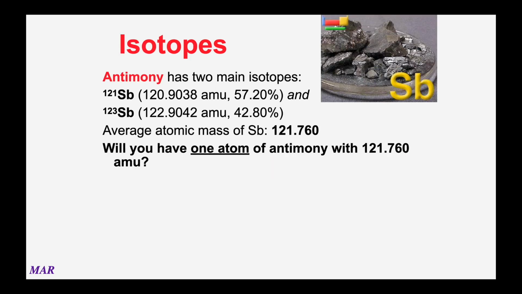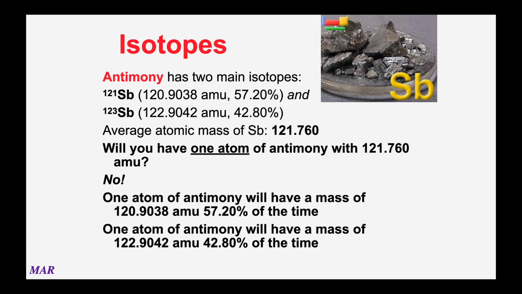Antimony, Sb, number 51, has 2 isotopes. First isotope, about 121 at 57.20%. Second one, almost 123 at 42.80%. Average atomic mass, 121.760. And this question is important. Will you ever have one atom of antimony with 121.760 AMUs? And the answer is a resounding no. If you have a big bag of antimony and you start pulling out antimony atoms and you can somehow magically figure out their masses automatically, you'll never have a mass of 121.760.